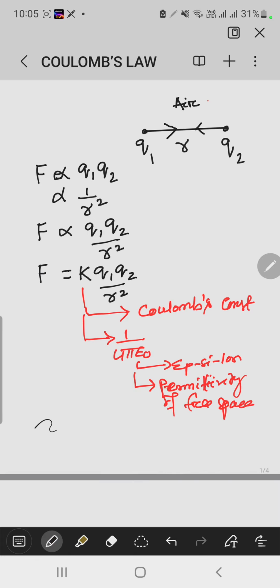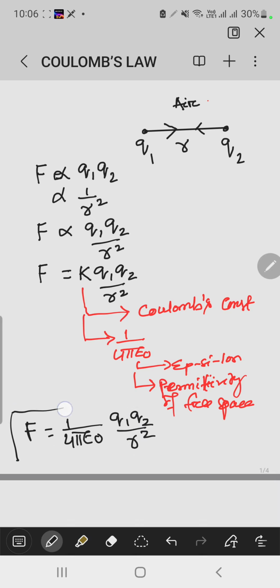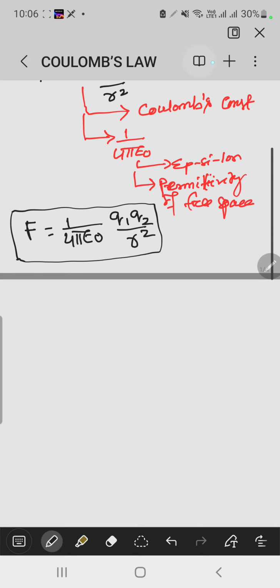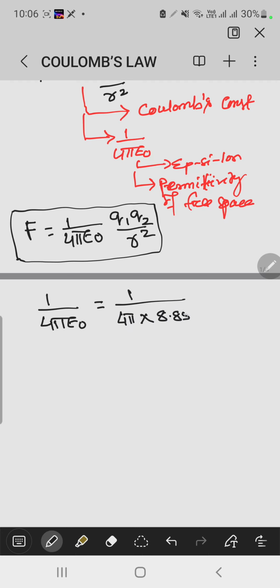So the Coulomb's force is now equivalent to F equals 1 by 4 pi epsilon naught Q1 Q2 divided by r square. This is the magnitude of the Coulomb's force. Now we go for the values. How to get the values? This 1 by 4 pi epsilon naught is equivalent to 1 by 4 pi into the value of epsilon naught, which is 8.85 into 10 to the power minus 12.